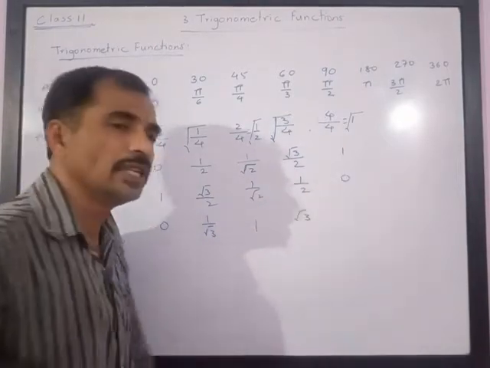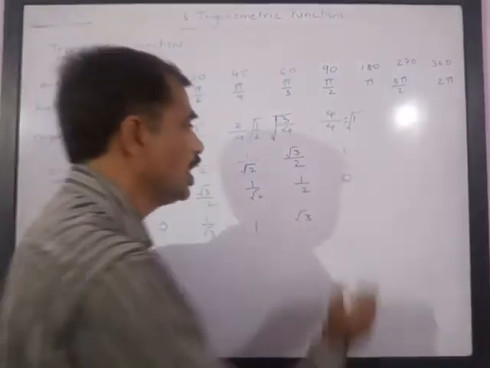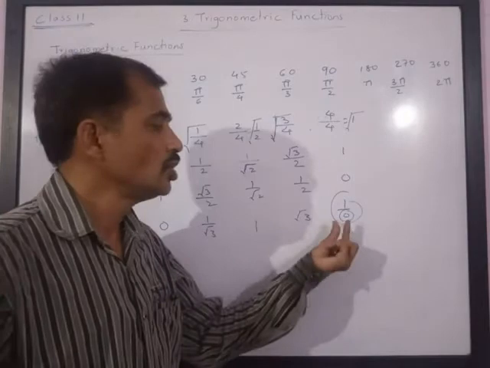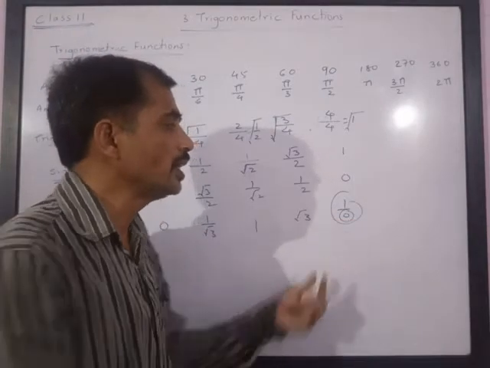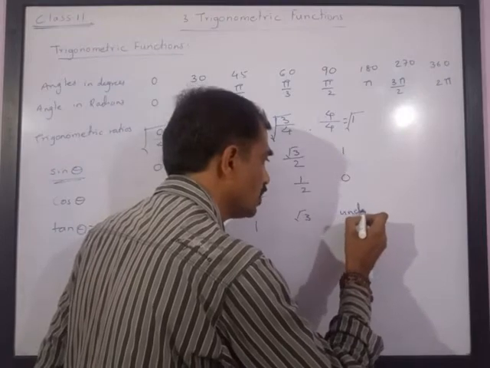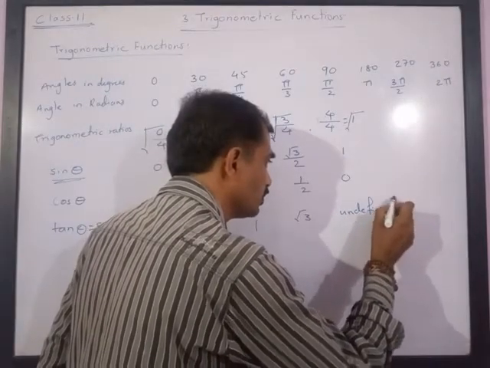1 upon 0. Please note. Here 1 upon 0, 0 goes to the denominator. Since 0 goes to the denominator, this value becomes meaningless or undefined. We cannot define this. So this becomes undefined.